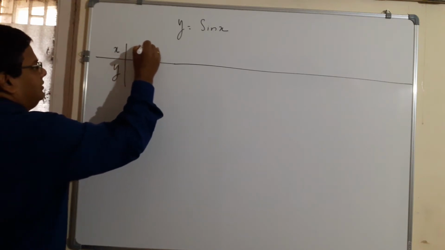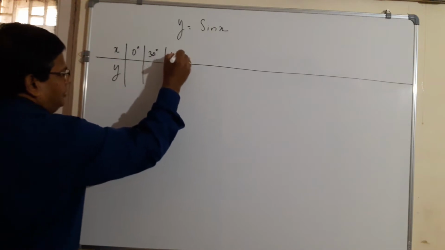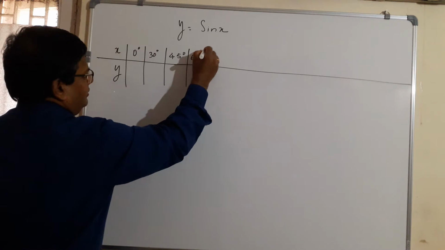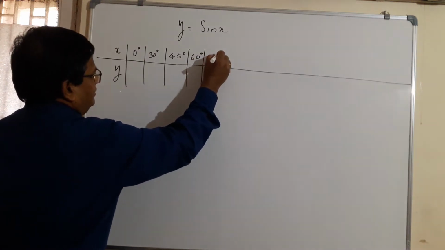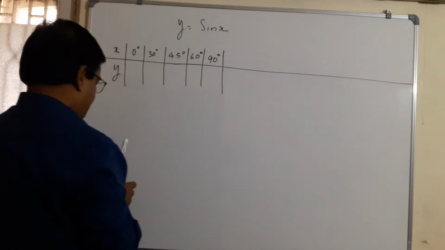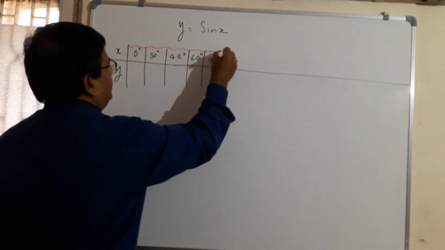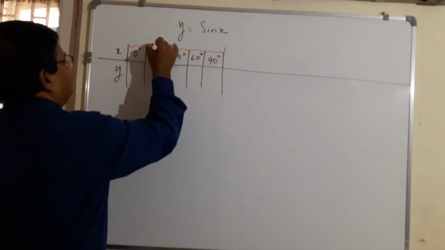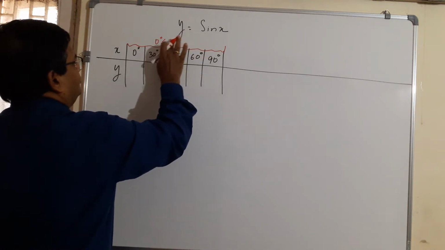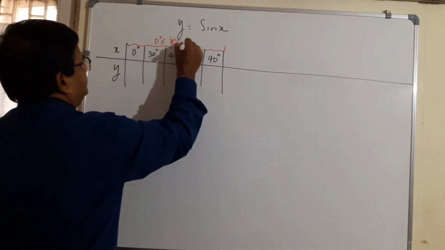0 degree, 30 degree, 45 degree, 60 degree, 90 degree. This is the first quadrant. First quadrant, 0 to 90 degree. Here x, so we can write here x. 90 degree.